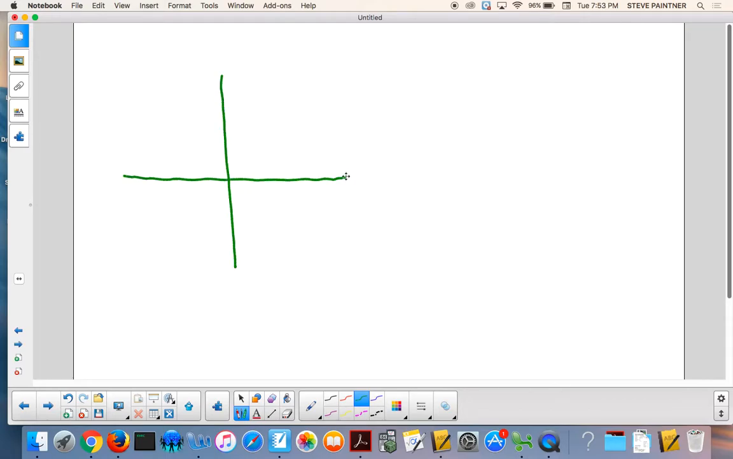graphs, there's an easy way to tell if it's a function. Yes or no, is it a function?